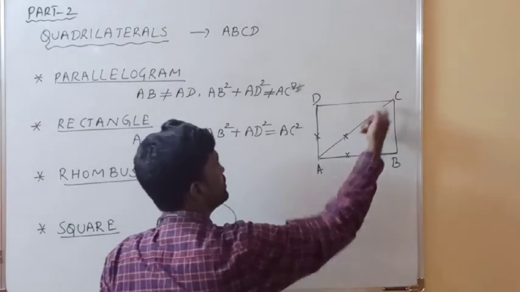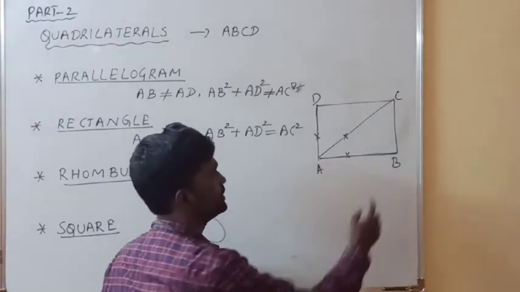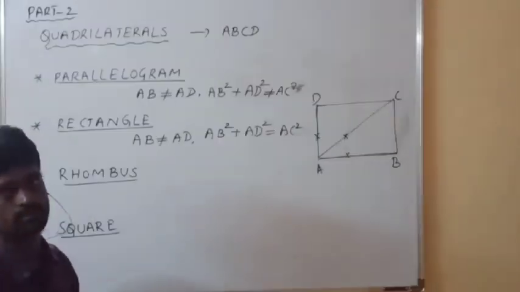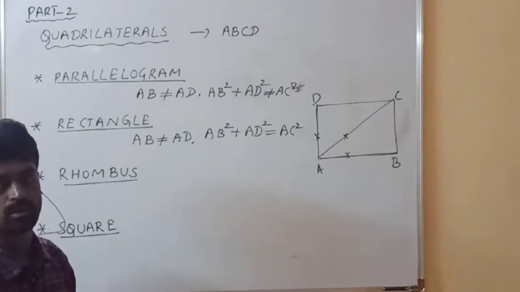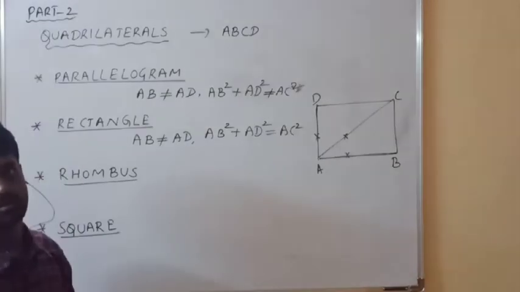That means this triangle must be a right angle triangle. So this angle becomes 90. Hence that quadrilateral must be a rectangle. Okay.